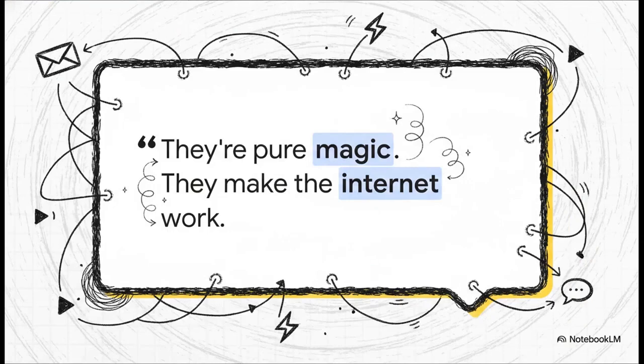And honestly, calling them pure magic isn't too far off, because that seemingly random string of numbers is the foundation for every single thing you do online. Every email you send, every show you binge watch, every time you order food at 2 a.m. It's all possible because of this universal language of the internet.